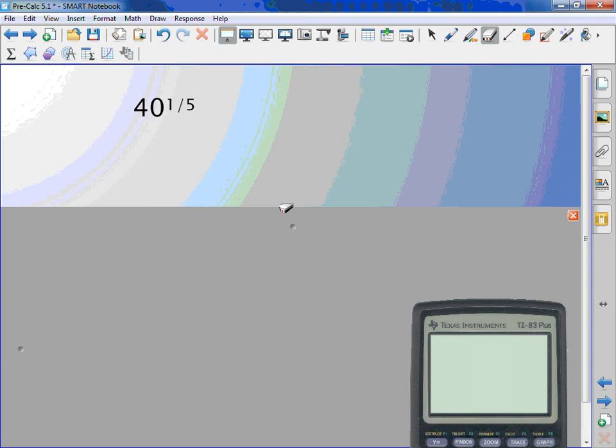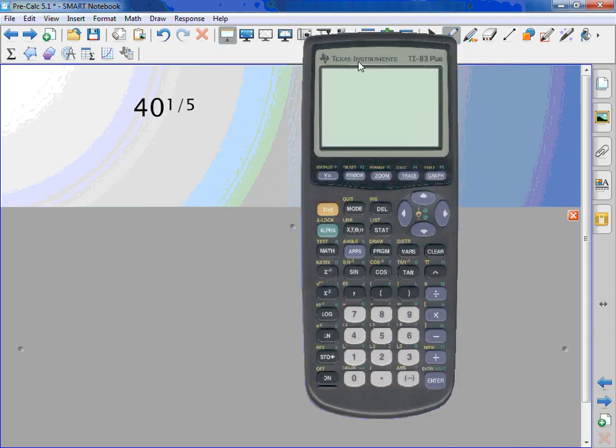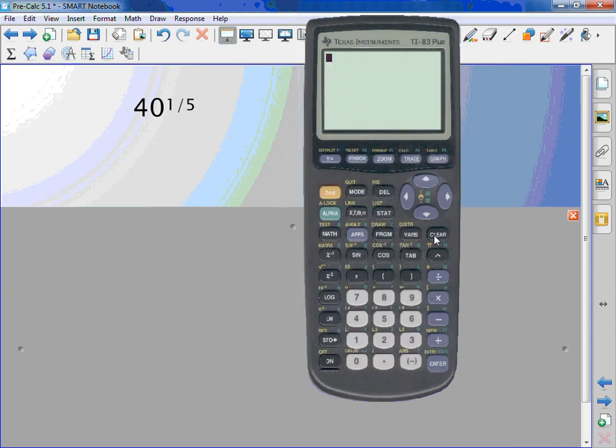40 to the 1/5. How do I type it in the calculator? Carry it up. This is where you have to be careful. It has to be in parentheses for 1/5. I will show you the difference. This means it's 40 to the 1/5 power, 2.091. If I take 40 to the 1/5 without parentheses, when I hit enter, I get 8.